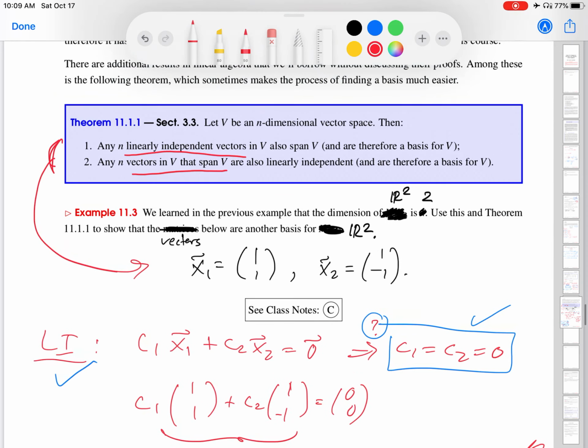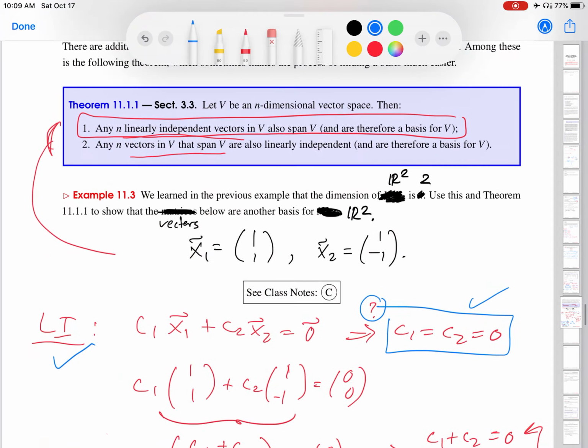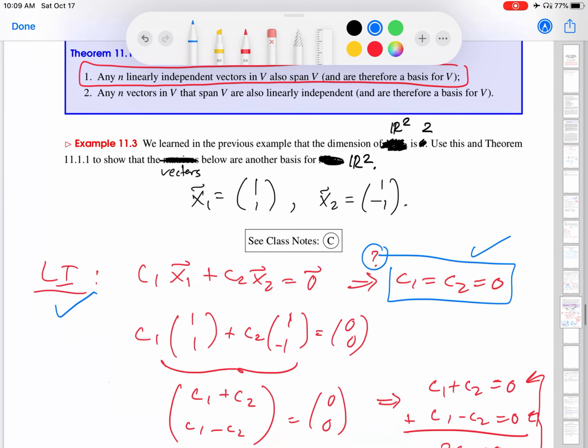So I'm going to scroll back up to the statement of the theorem, and that's exactly what I can use now to invoke the first part of the theorem. So it follows from Theorem 11.1.1 that they span R2. Okay, so that makes them a basis. That's what we wanted to show. So these are another basis for R2.